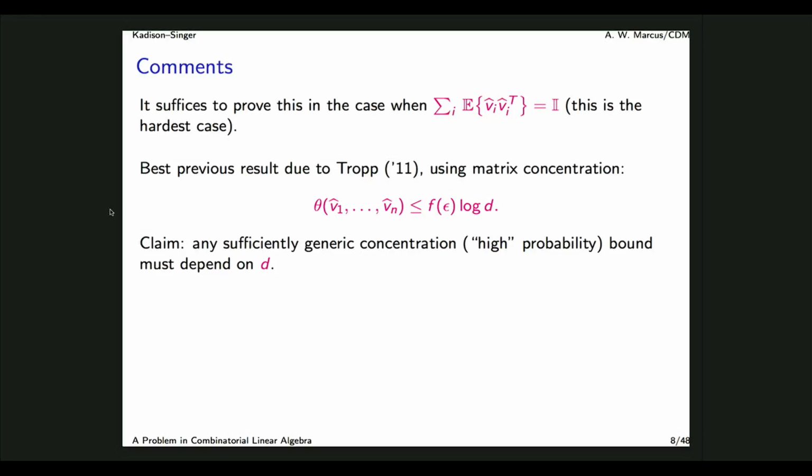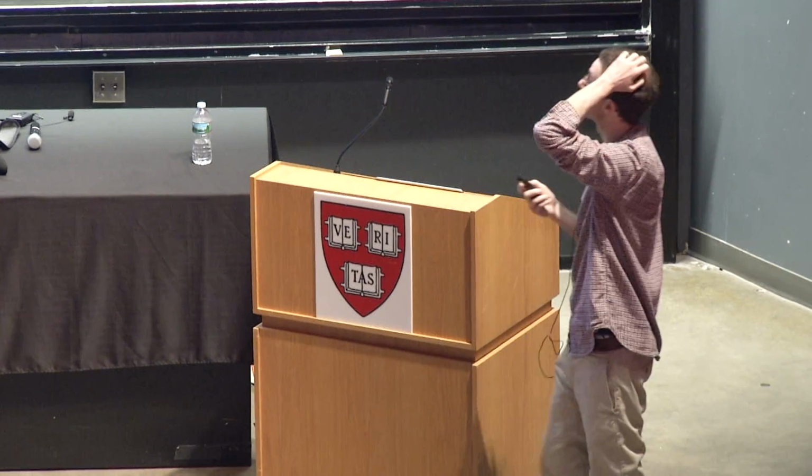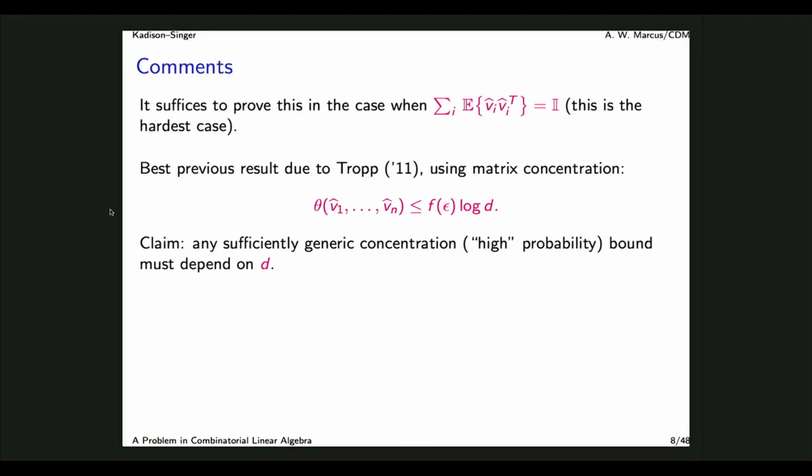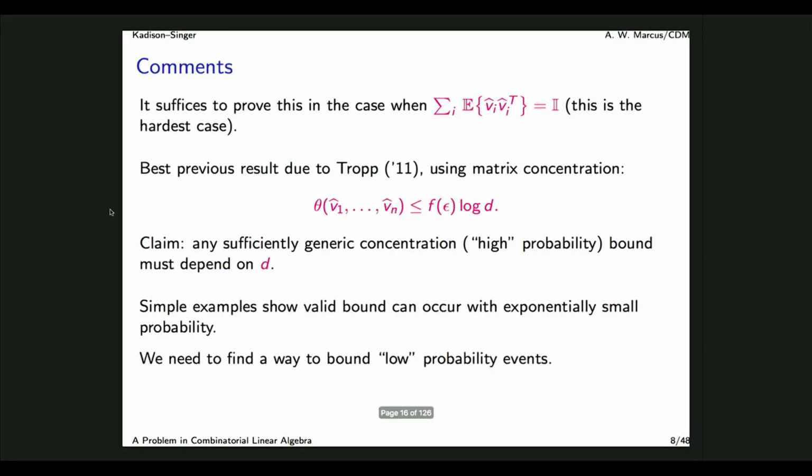And as Nikhil mentioned, the previous result was due to Tropp, although it was essentially the same argument as Bourgain and Tzafriri, and used matrix concentration. In that case, you get this theta of v1 through vn is less than or equal to something that depends on log d. So that's what we're trying to get rid of. And as Nikhil had mentioned, essentially any sufficiently generic concentration bound is going to depend on d. So we're going to have to abandon the hopes of getting a high probability bound, and instead we're going to have to try to find low probability events.